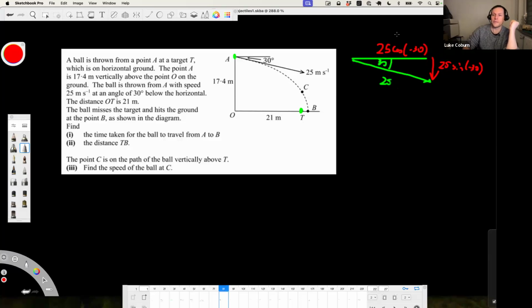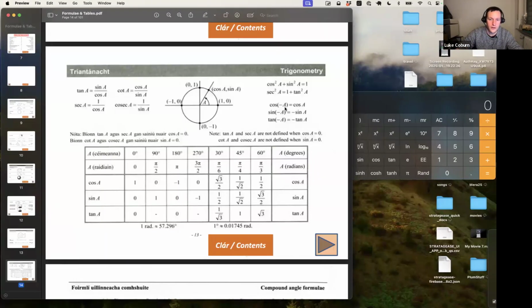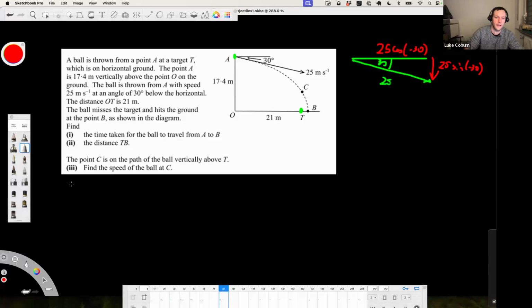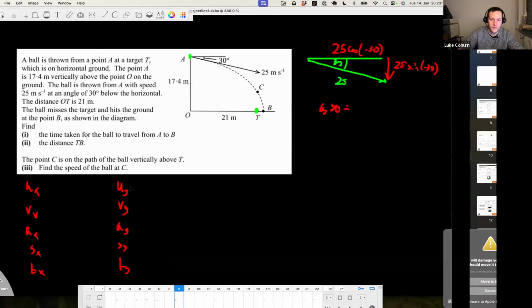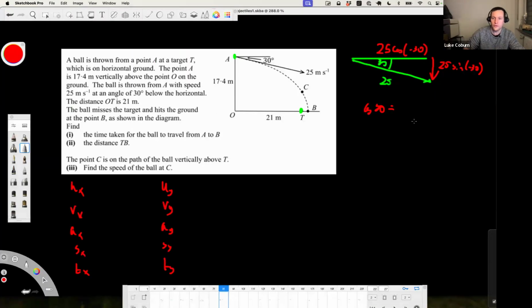Okay, so cos of minus 30 is going to be the same as cos of 30, right? You see that cos of minus a is cos of a, but sine of minus a is minus sine a. So we'll fill in our ux, vx, ax, sx, and tx, and uy, vy, ay, sy, and ty. Also, cos of 30 is equal to root 3 over 2, and sine of 30 is equal to 1 over 2. So cos of minus 30 is also equal to root 3 over 2, and sine of minus 30 is equal to minus 1 over 2.